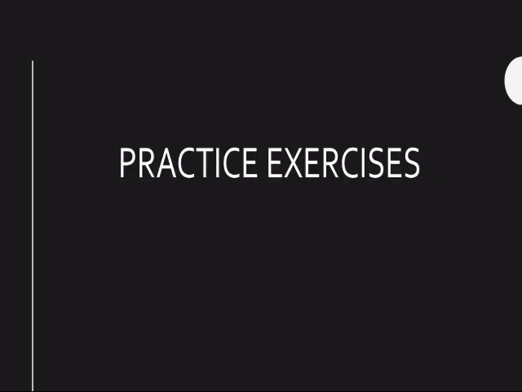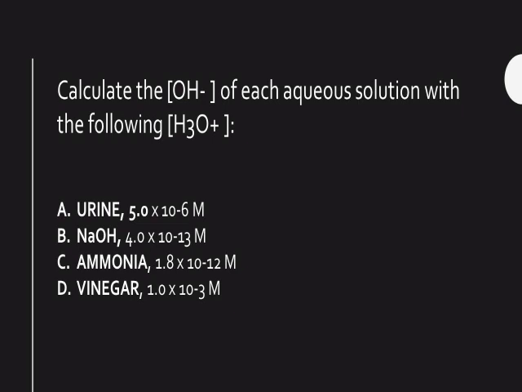Now let's see if you can do it. Please get a piece of paper, a pen, calculator, and solve for the following. Calculate the OH of each aqueous solution with the following H3O. Urine, 5.0 times 10 to the negative 6 M. NaOH, 4.0 times 10 to the negative 13 M. Ammonia, 1.8 times 10 to the negative 12 M. And vinegar of 1.0 times 10 to the negative 3 M.